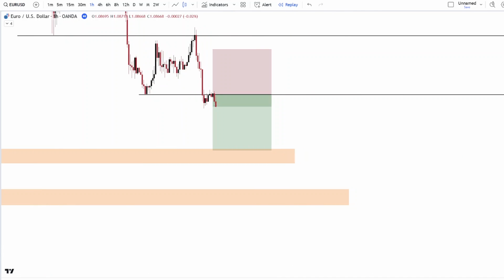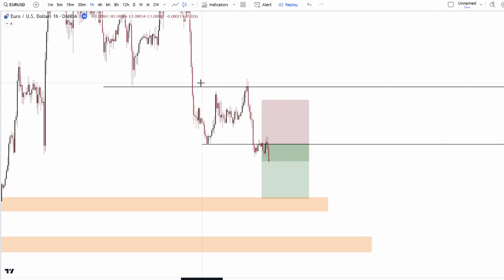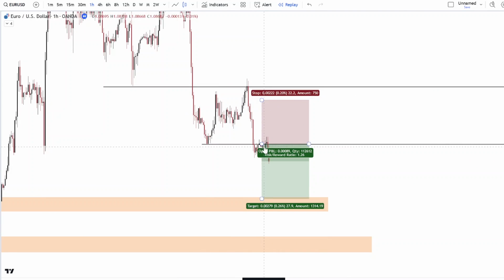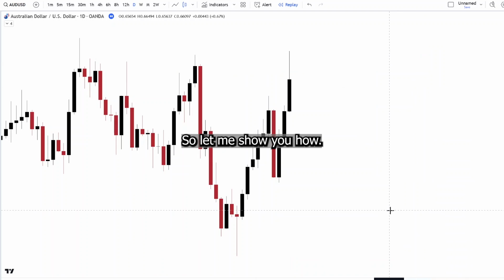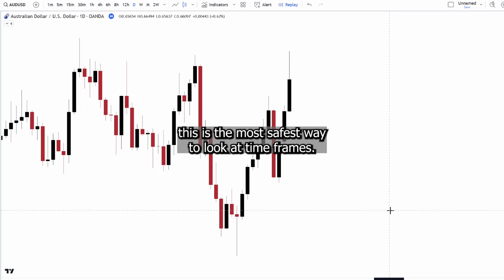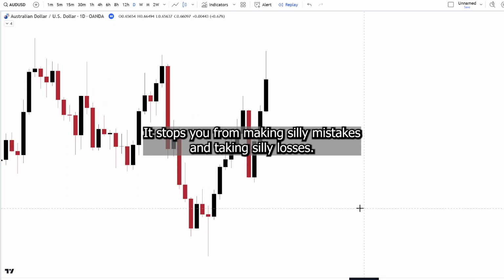So what happened here? Both time frames align and price is rejecting from the exact same thing that happened on the macro time frame. So let me show you how this is not only the most optimal way, this is the safest way to look at time frames. It stops you from making silly mistakes and taking silly losses.